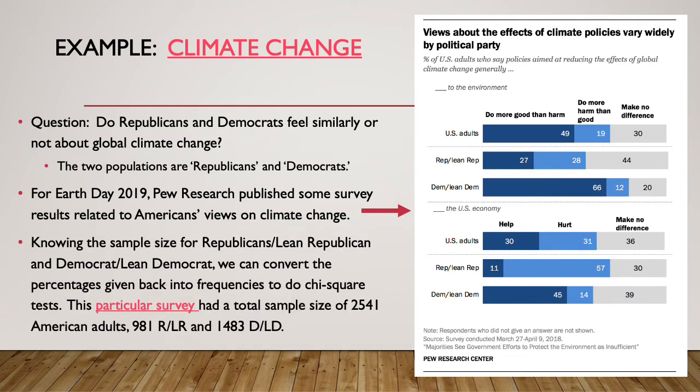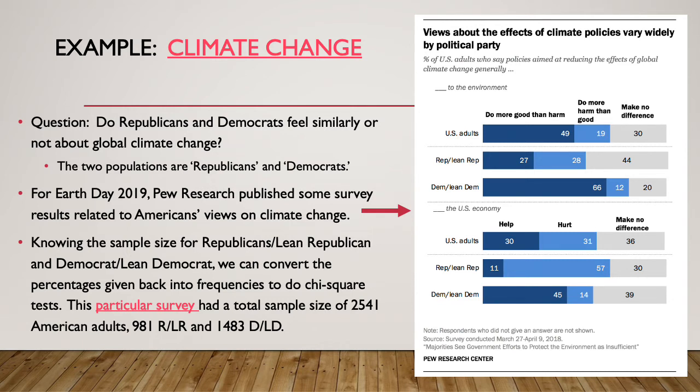Now, as in the example we had on the COVID virus and blood types in China, they're giving us the information in percentages. So if we know the sample sizes, how many Republicans and how many Democrats took part in the survey, we can convert these percentages to frequencies, and we'll need frequencies in order to run the test.